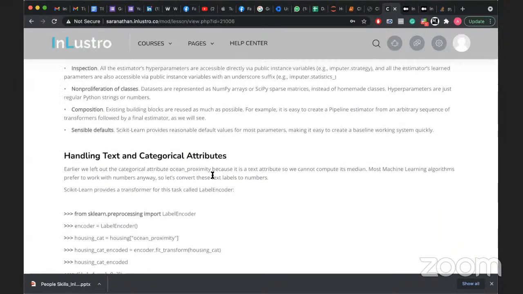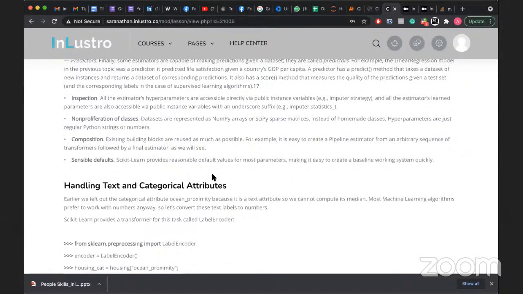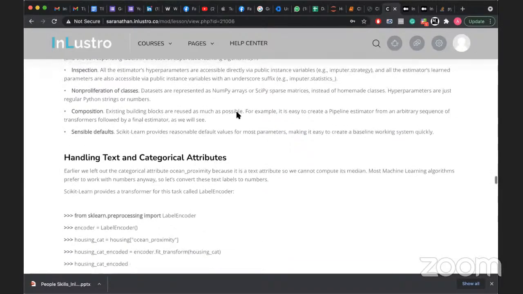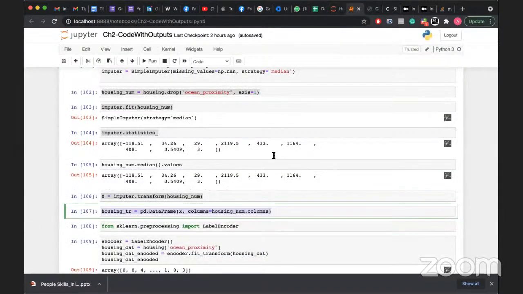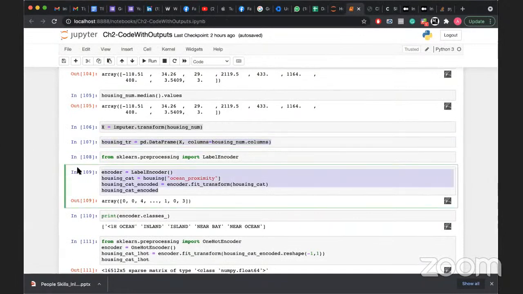Now, handling text and categorical attributes. So earlier we left out the categorical attribute ocean_proximity. Why? Because it's a text attribute, so we cannot compute the median. But most machine learning algorithms prefer to work with numbers. So let's convert the text labels to numbers. It's called label encoding, right? Let's do the label encoding to convert the ocean proximity from text to numbers. Please execute the code and let me know if you've done.